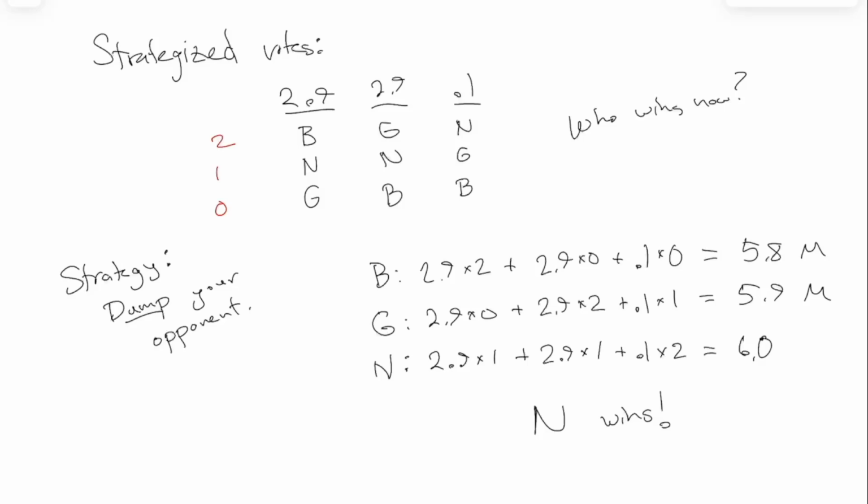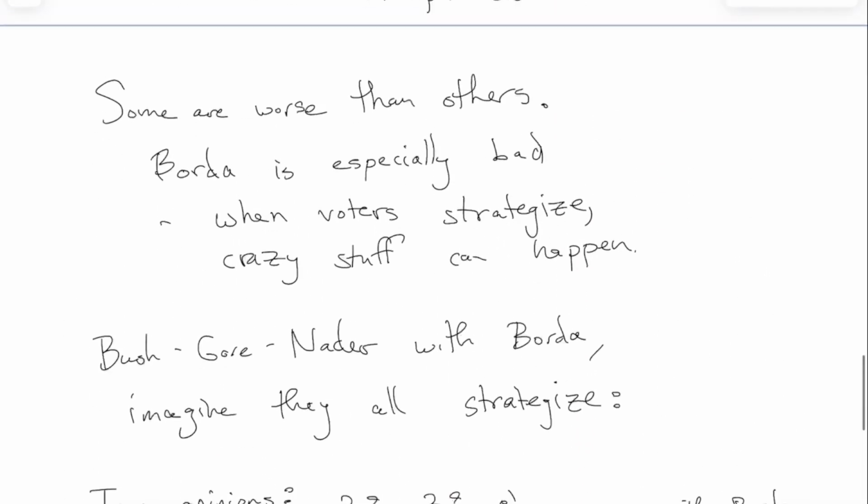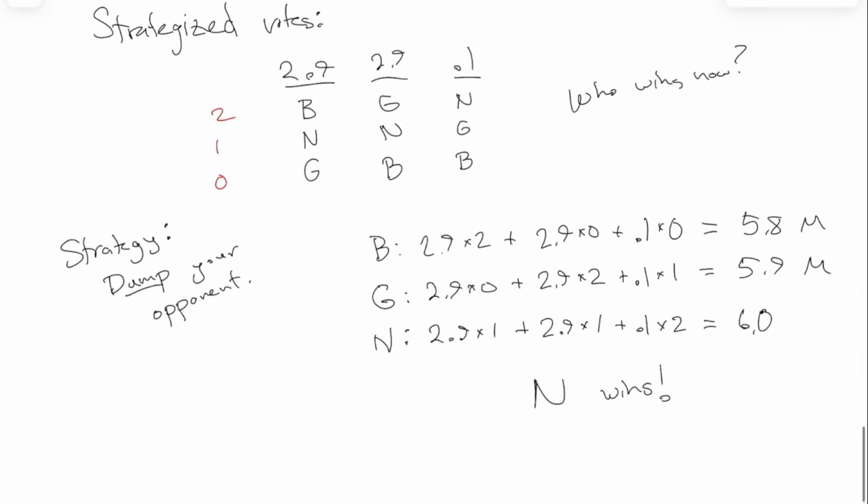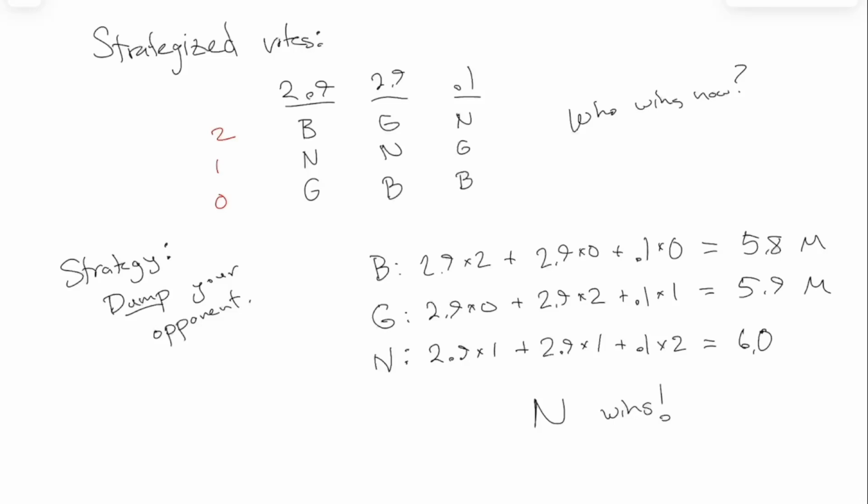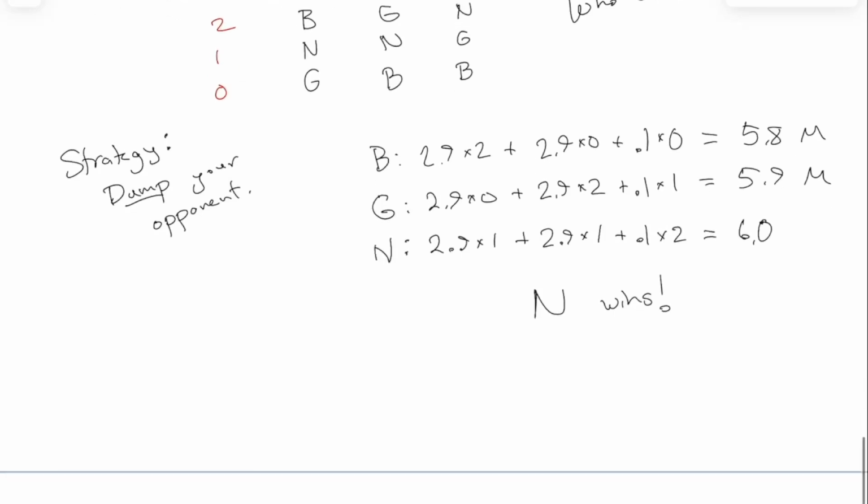All right, so this is what I meant when I said before, Borda is especially bad. When voters strategize, crazy stuff can happen. That's what I was talking about here. Almost none of these voters actually wanted Nader to win, but in their ambition to screw their opponent, they inadvertently caused Nader to become the winner. So the moral of the story is that this kind of extreme example is not really possible in the plurality or the ranked choice, but it is possible in the Borda, and this is the main reason why people don't use Borda in real life politics.